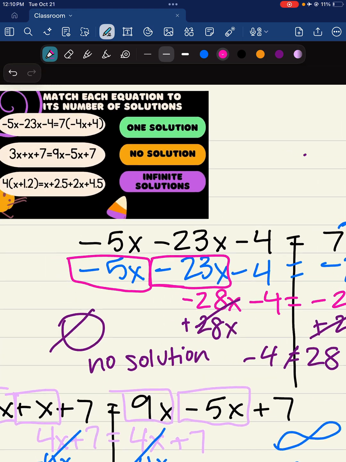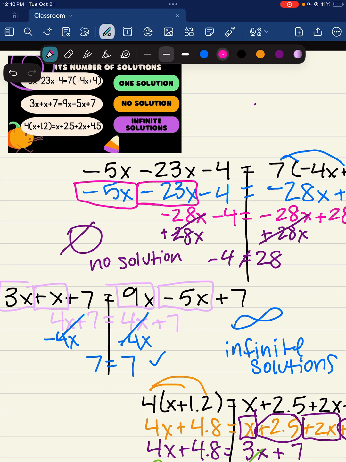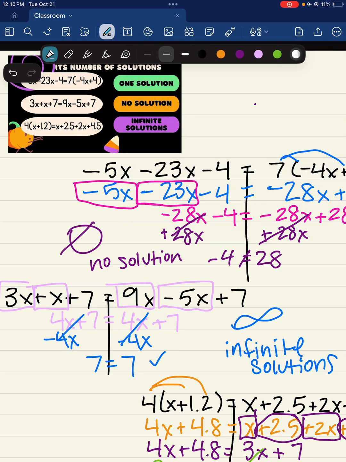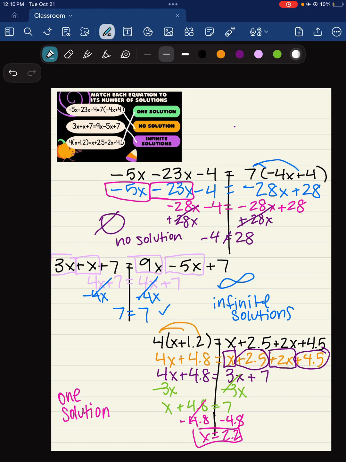So, in case you are keeping track, this one would be no solution. This one would be infinite solutions, and this would be one solution.